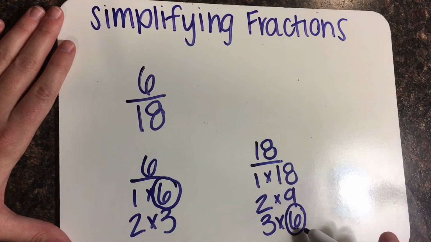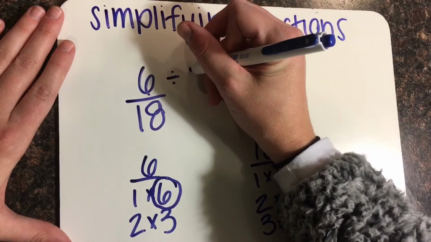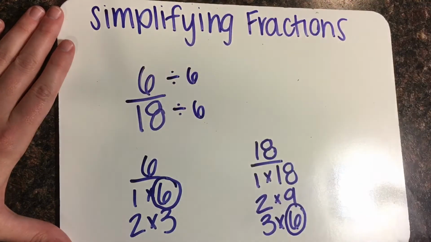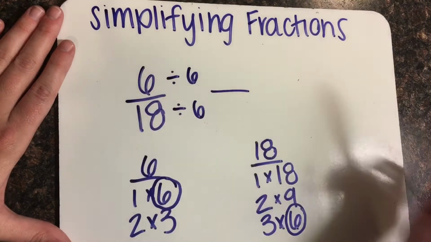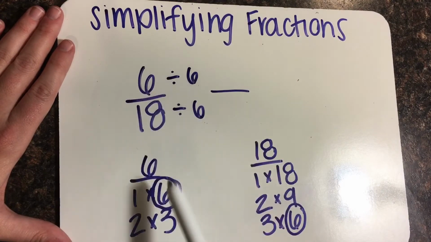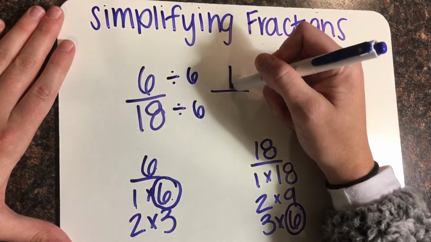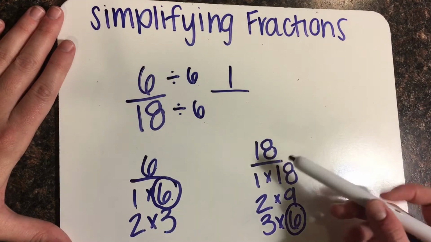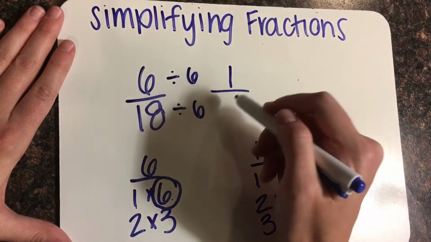Now, I'm going to take the greatest common factor and divide the numerator and the denominator by it. Okay, so now I'm going to do 6 divided by 6. The easiest way that I find to do this is to work with my fact families. 6 divided by 6, so 6, 6, 1. 6 divided by 6 is 1. Now, 18 divided by 6 is 3, and another way to look at that is 18, 6, 3.